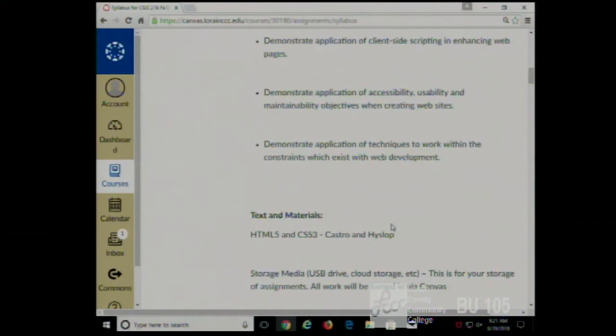Text and materials, I had a few students say that the bookstore said that there was not a book for this class. Is that correct? That is correct. Go over there and they have them in alphabetical order by author, which I think is insane. But what do I know? I never ran a bookstore in my life. Look under Castro and High Slot for HTML3 and HTML5 and CSS3.